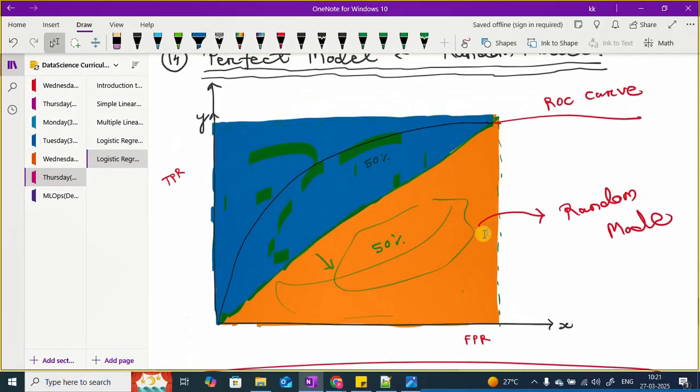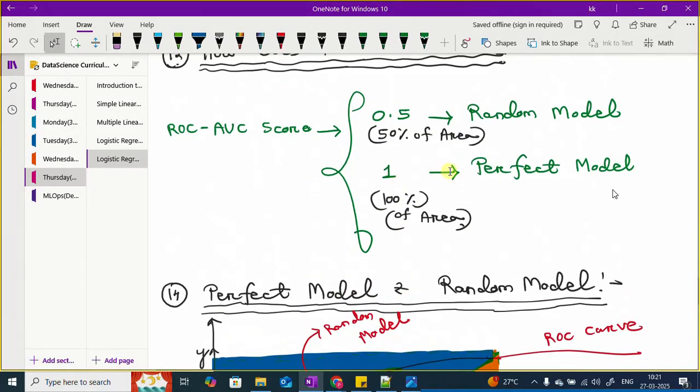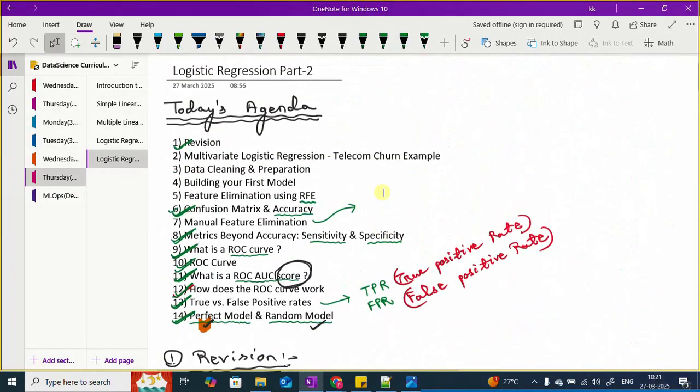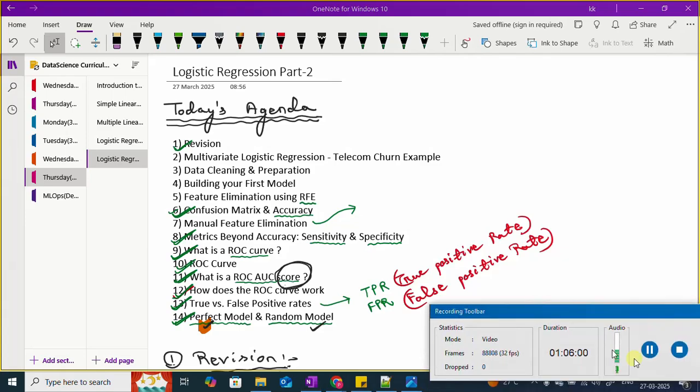When I'm telling random model, don't think that only the below part is the random model. Either this one or this part only is also called a random model, just 50%. But if I take the combination of both, 50 plus 50, it will be 100%, which is nothing but my perfect model. Clear, guys? Any doubts so far? So let me go through my PPT quickly. The things we have explained on the whiteboard are the same things written in my PPT, or if anything is left, we can see that also. Let me quickly share my screen.